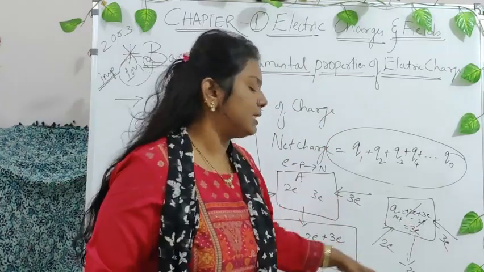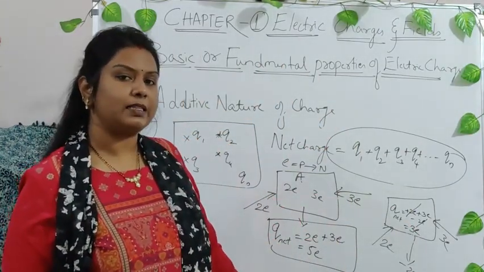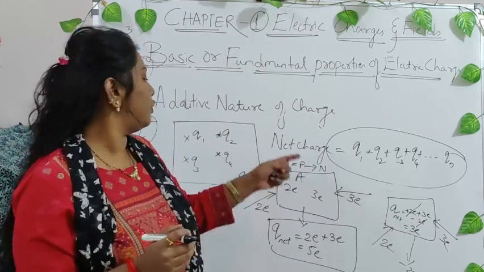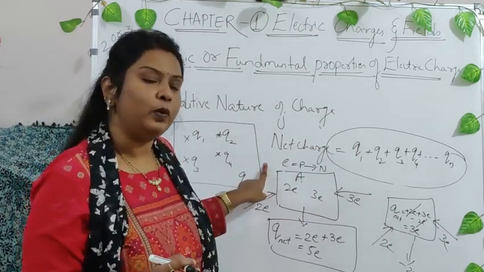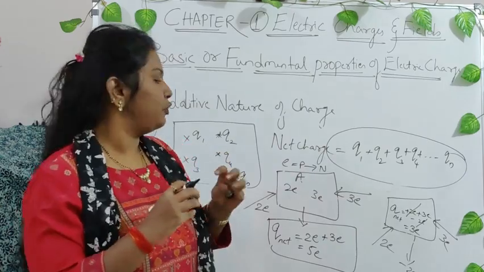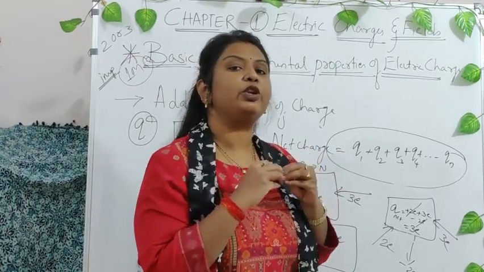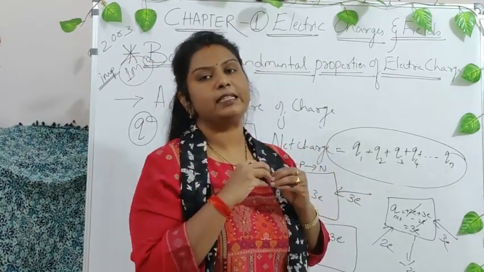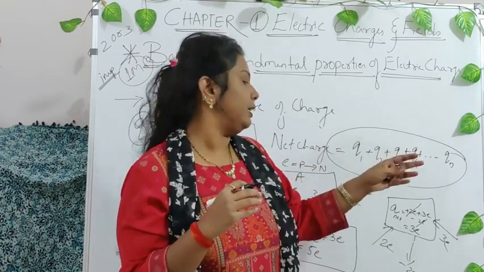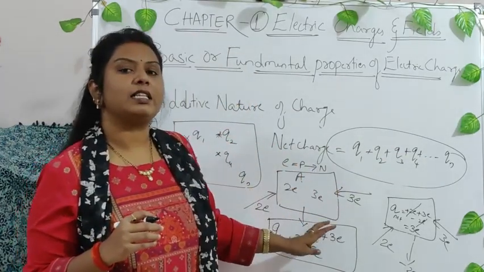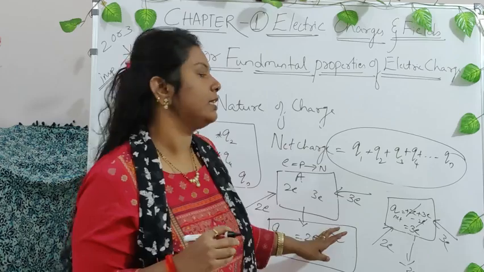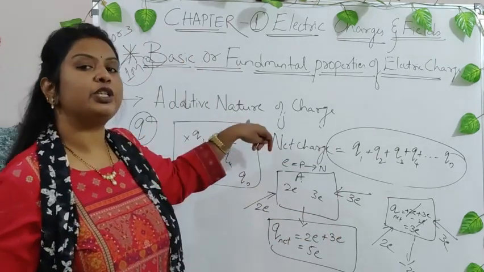What does this whole process imply? It implies that the total net charge of any system will be equal to the algebraic sum of the individual electrons or individual charges present inside the system. And this implies that all the charges are additive in nature, and hence it is called additive nature of the charges.